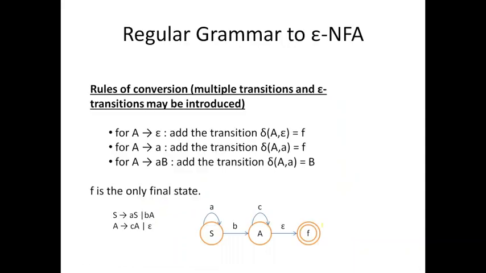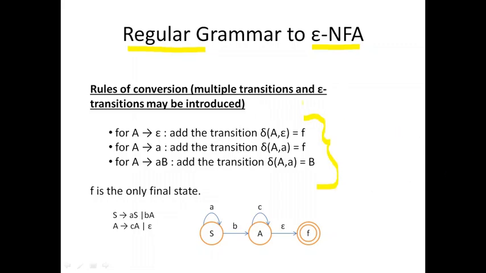Now, next, we look at how we can convert a regular grammar to an epsilon NFA. So you should be clear of what we are going to convert: we are going to convert a regular grammar to an epsilon NFA. It is not an NFA, it is not a DFA. We are converting it to an epsilon NFA. So how do we do that? We have three rules for that.